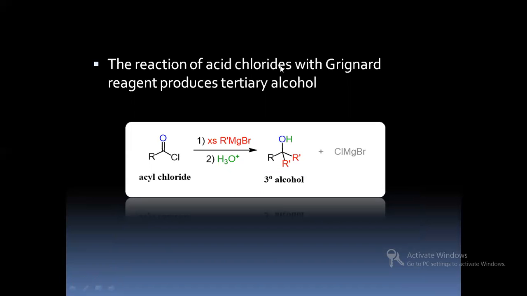Next, the reaction of acid chlorides with Grignard reagent produces tertiary alcohol. So you have R-MgBr, which indicates a Grignard reagent, and this X can be any halogen group. Again, this reaction takes place in acidic condition, resulting in the formation of tertiary alcohol. And we know that the Grignard reagents are regenerative. They can be regenerated back at the end of the reaction.